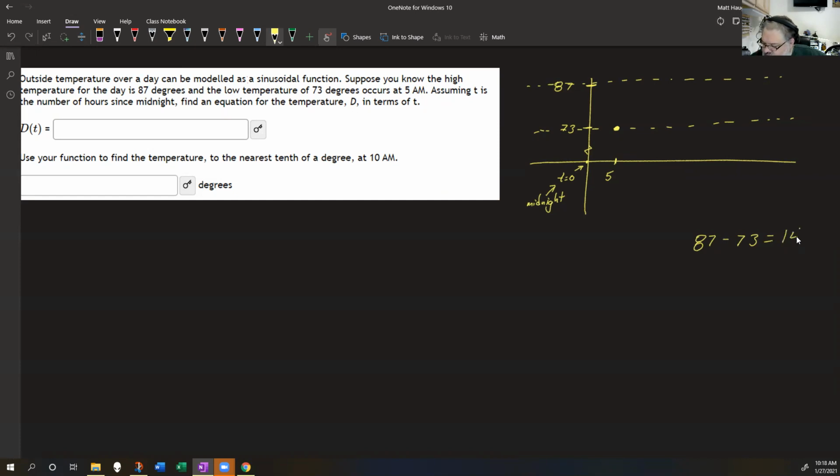It's 14. Does that make our amplitude 14? Nope, it's 7. Our amplitude is the displacement from center, so our amplitude is going to be half of that. It's going to be 7. So looks like our A is going to be equal to 7, though we might have to make it positive or negative depending on what we do.